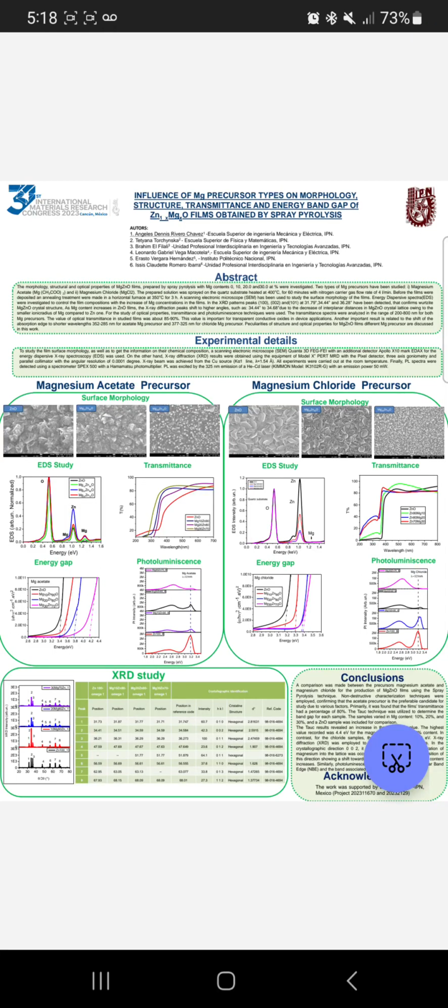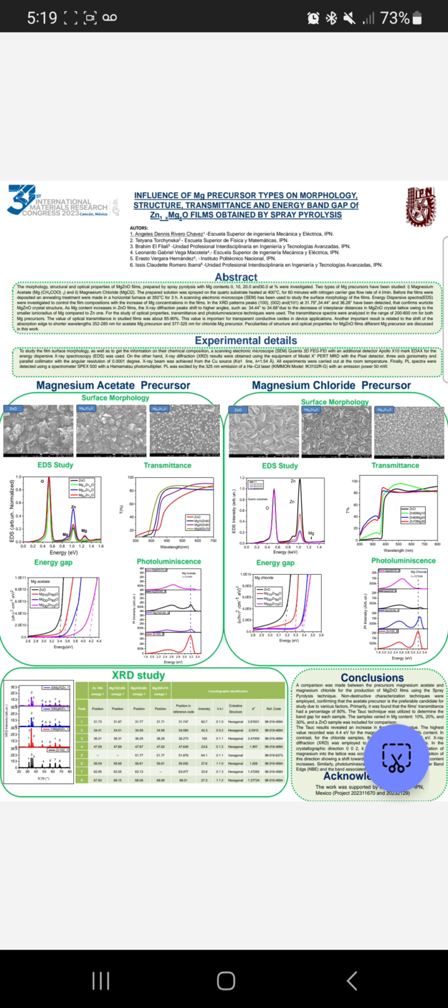Influence of magnesium precursor types on morphology, structure, transmittance, and energy band gap of zinc magnesium oxide films obtained by spray pyrolysis. The exceptional optical properties of zinc oxide have enabled the development of various optoelectronic devices. On the other hand, zinc oxide films have demonstrated behavior such as random emission laser in microcrystalline films and room temperature polarized lasers, light emitting diodes, and solar cells.